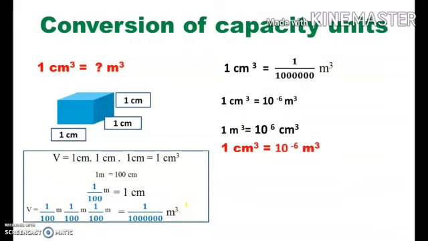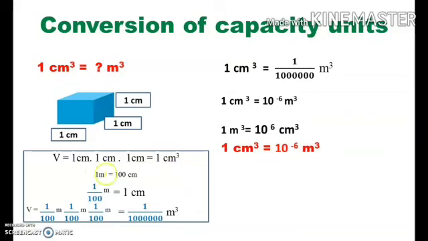Let us have a look at how to convert capacity units. We figure out 1 centimeter cube is equal to how many meter cube. When we say 1 centimeter cube, let us make a cube. So here is the cube. Each side of the cube is 1 centimeter. So volume is 1 centimeter times 1 centimeter times 1 centimeter. We get 1 centimeter cube. 1 centimeter cube is how much equal to meter cube?